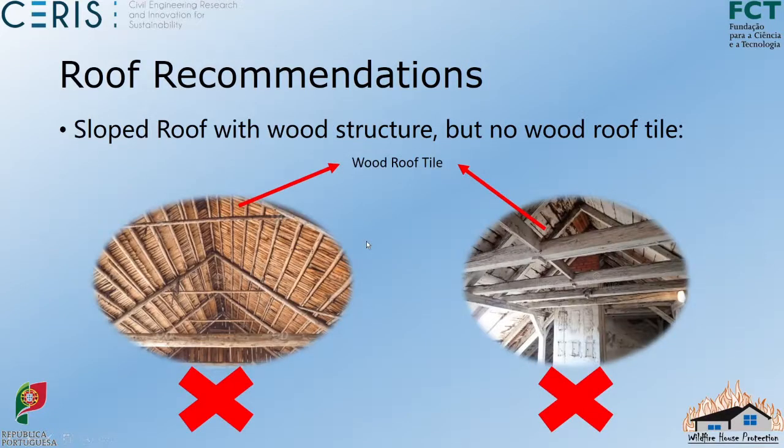So, a roof with a slope and a wood structure, but if you have it, at least do not have a wood roof tile. I have seen this. Okay, this exists sometimes. This is a recipe for disaster if you have a wildfire near your house. Just by firebrand projection, your roof will most likely burn.